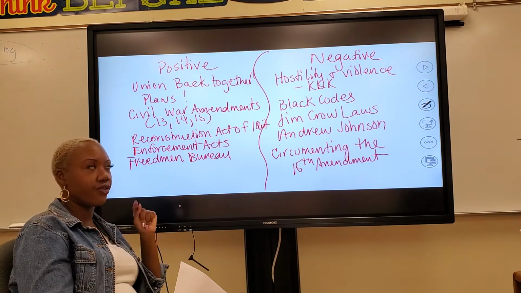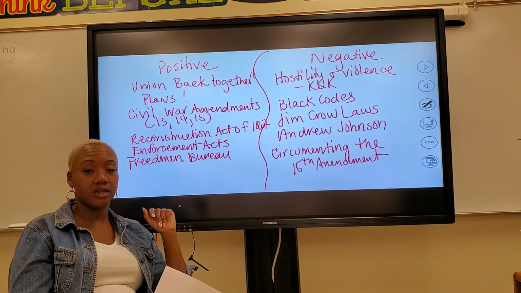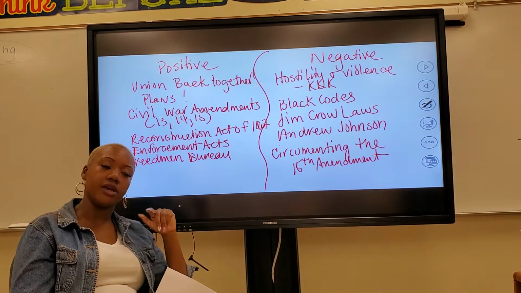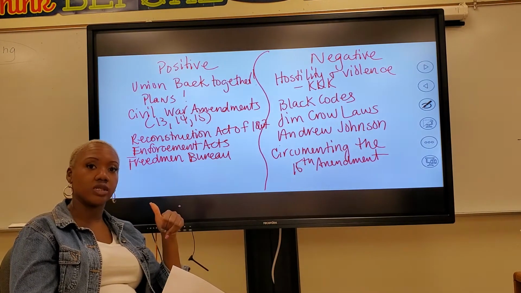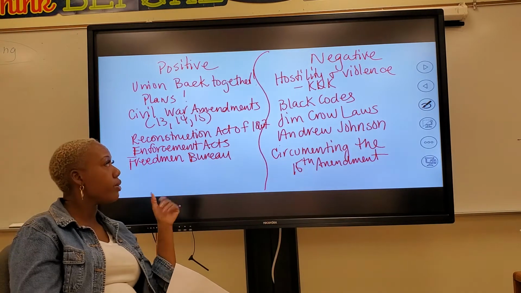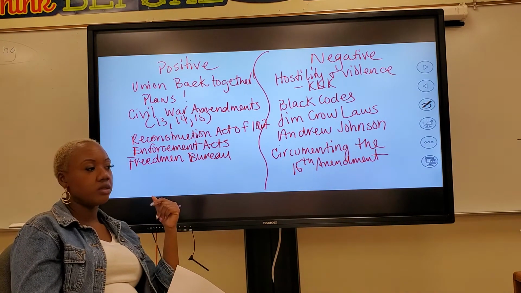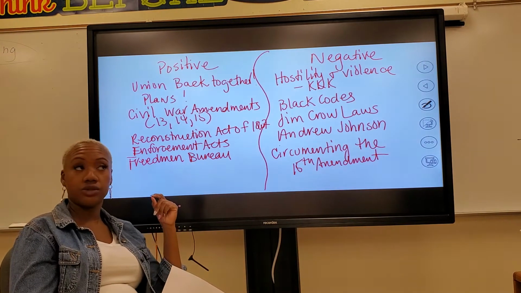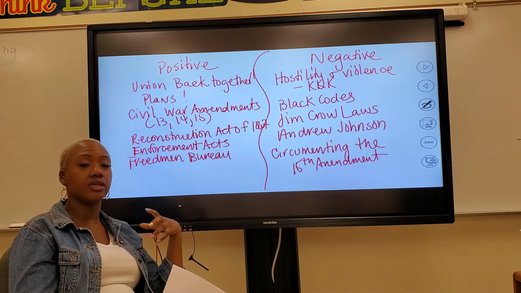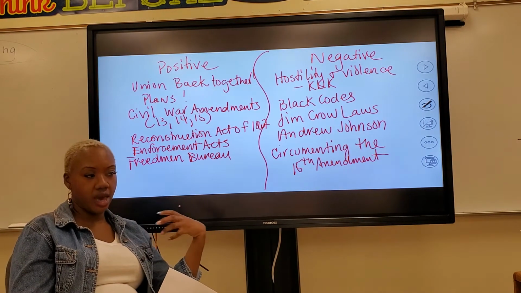And now that they're free, they deserve to also be considered citizens. Keep that in mind. I repeat, the 14th Amendment made the Dred Scott versus Sanford case null and void. And then you have your 15th Amendment, which gave black males the right to vote, something that women were not too happy about because they viewed this as an opportunity for them to also have the right to vote.